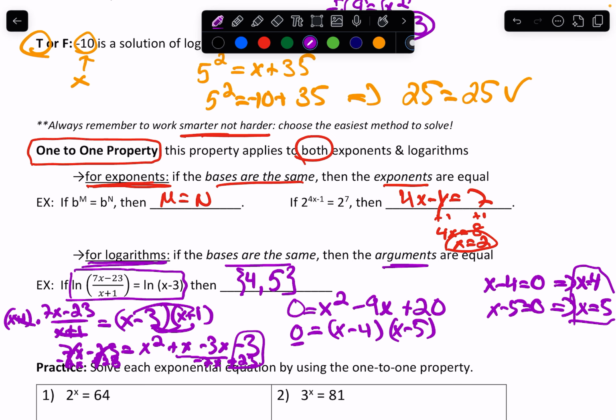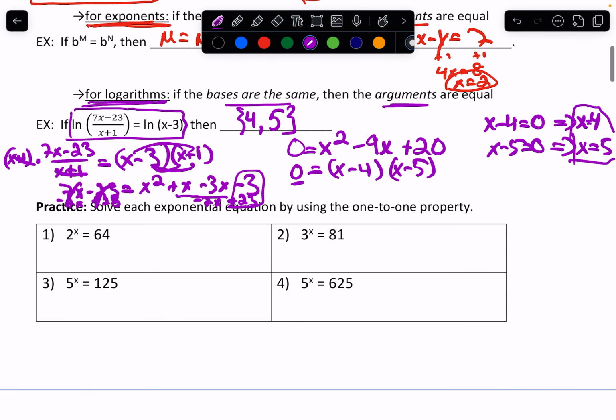All right, so practice. Solve each exponential equation by using the one-to-one property here.